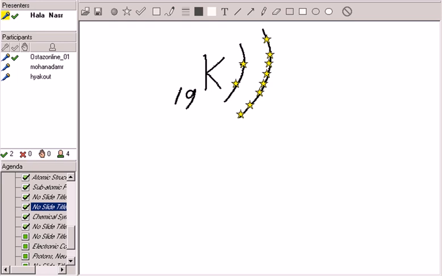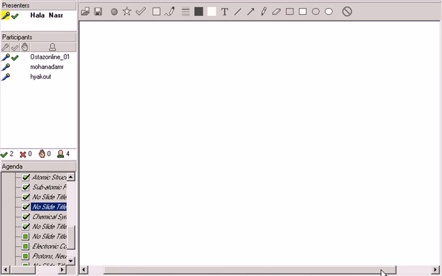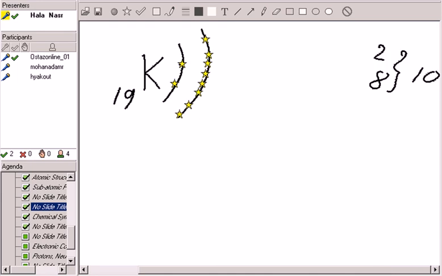Now let's go to the third. So we have here, let's write it aside, 2 and 8. These are equal to 10. So we still have 10 electrons to put. So let's draw the third energy level.